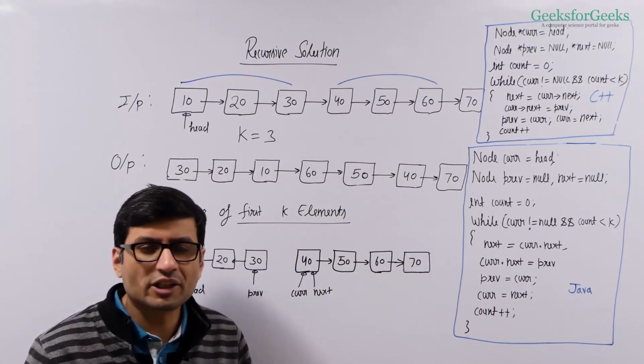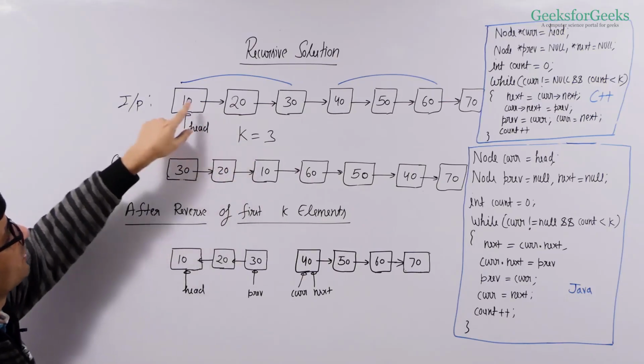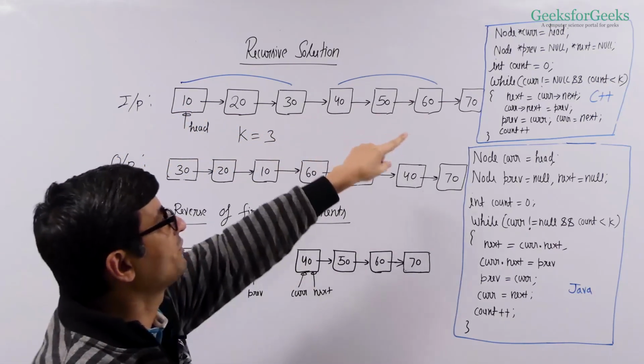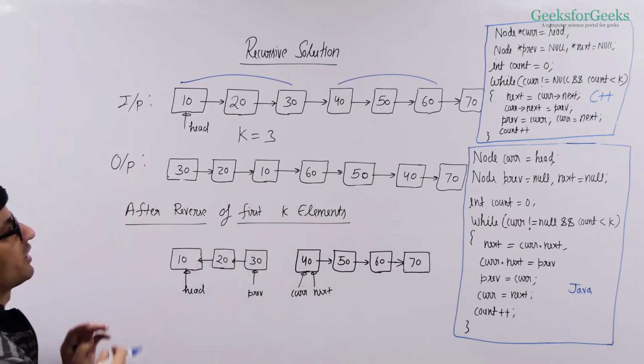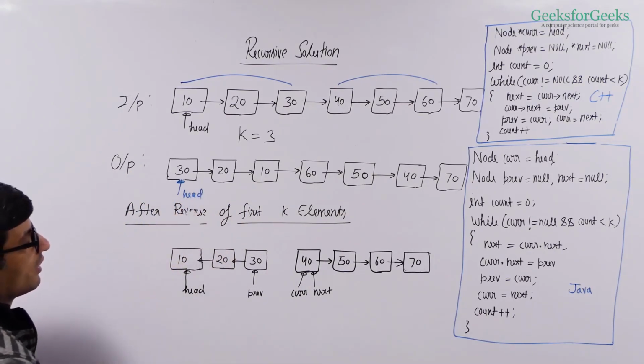Here is the idea for recursion. Here is an example linked list. K is 3. So we want to reverse these 3 nodes, then these 3 nodes, then we want to keep 70. So this is what we want as an output. And we want this node to be the new head of the linked list.